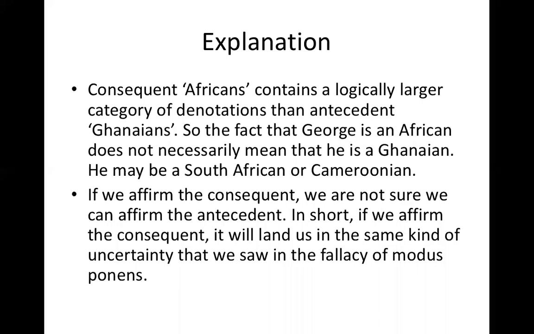The consequent, Africans, contains a logically larger category of denotations compared to the antecedent, Ghanaians. So the fact that George is an African does not necessarily mean that he's a Ghanaian. He may be a South African or a Cameroonian. If we affirm the consequent, we are not sure we can affirm the antecedent. In short, if we affirm the consequent, it will land us in the same kind of uncertainty that we saw in the fallacy of modus ponens, that is, in the fallacy that denies the antecedent.